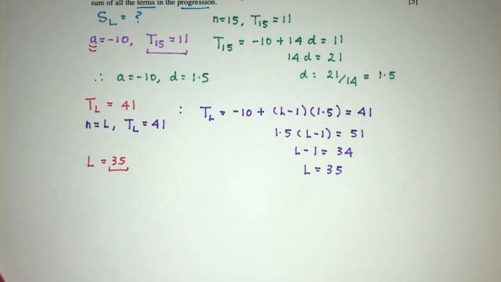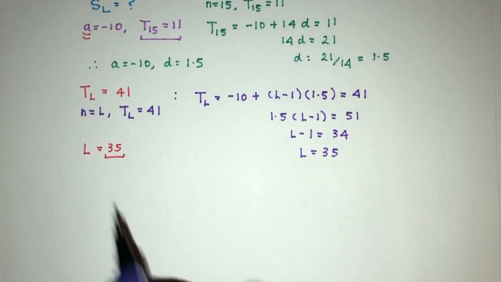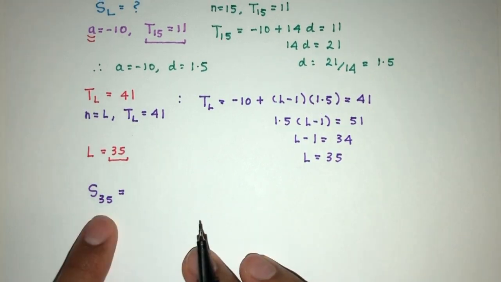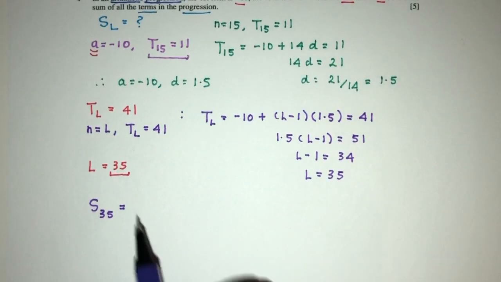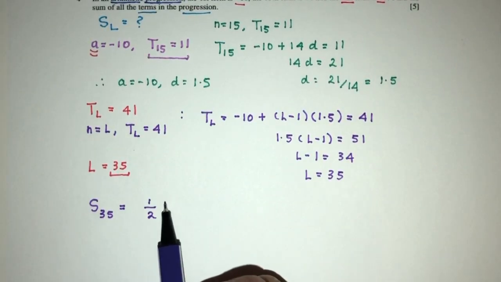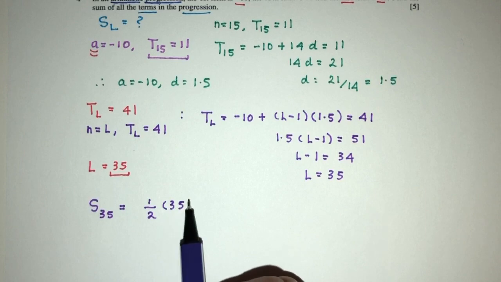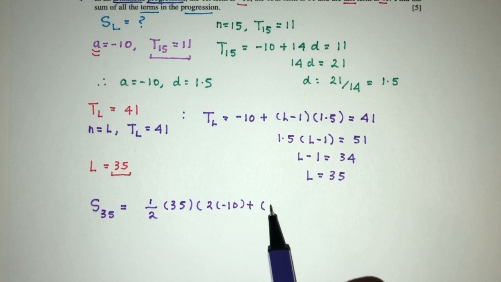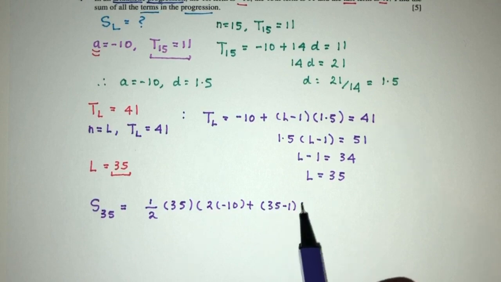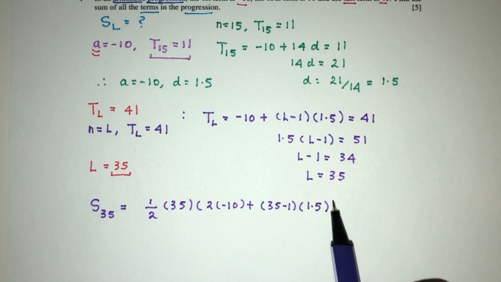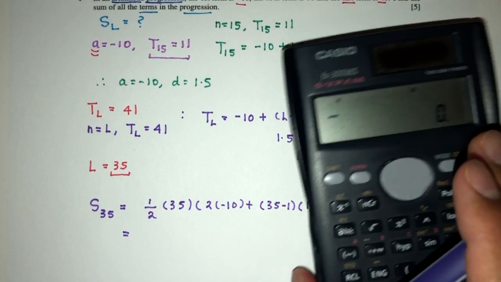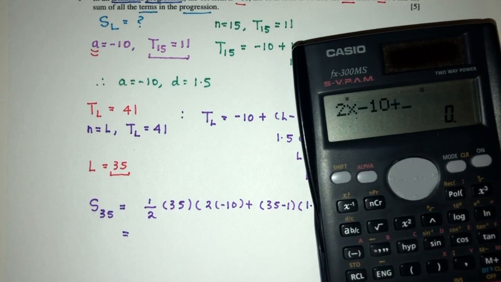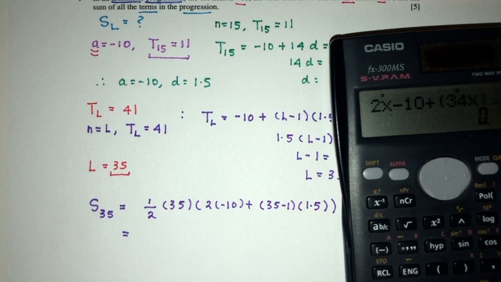Now, we have to find the sum of all the terms, which means we have to find the sum of the first 35 terms. That will be replaced back in the main formula right here. That will give you what? Half times n, the number of terms, 35, and 2 times a, which is minus 10, plus n, which is 35, minus 1, times d, that will be 1.5. Okay, so let's see what we have. Let's do the inside first. You will have 2 times minus 10, and then plus 34 times 1.5.